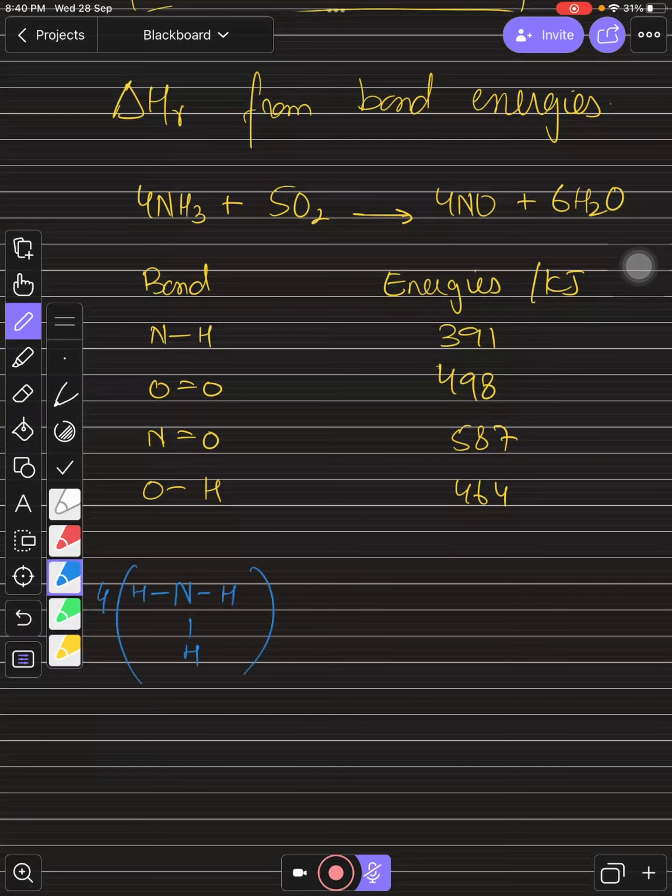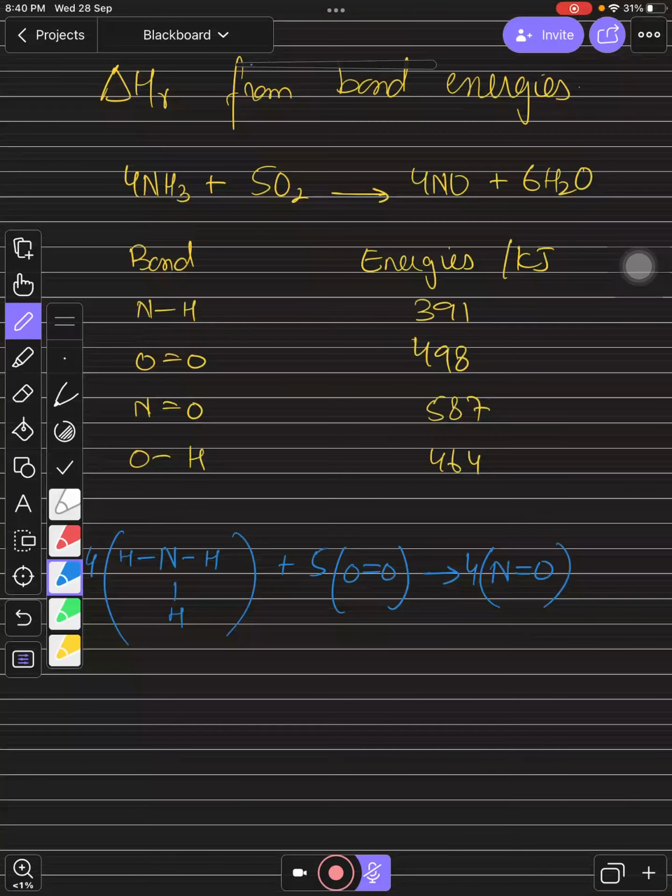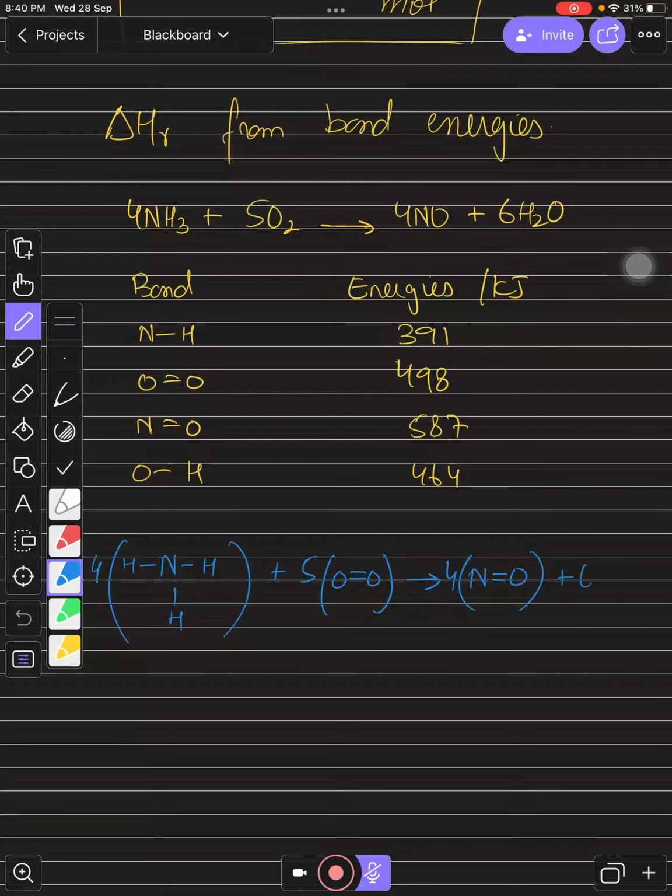This is like this. And we have 5 oxygen molecules, so this is like this. And nitrogen monoxide, they gave us, nitrogen monoxide is actually nitrogen double bond oxygen. And we have 4 bonds of this with 6 water molecules. And we know that a water molecule is actually a bond like this, right? So we need to solve this question in this way. You need to remember this.